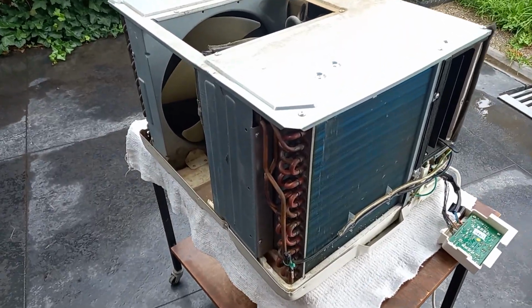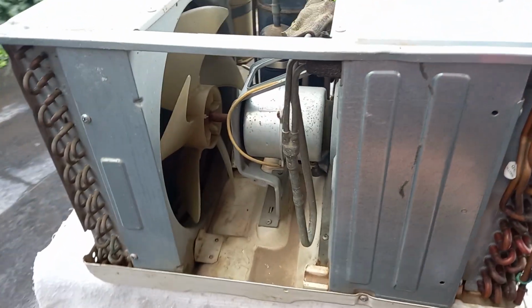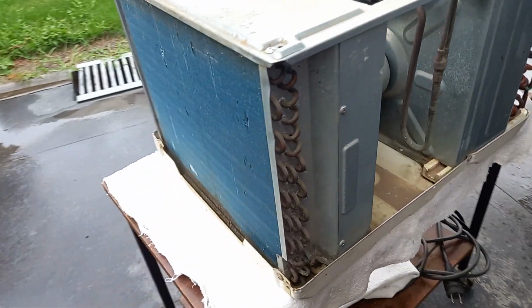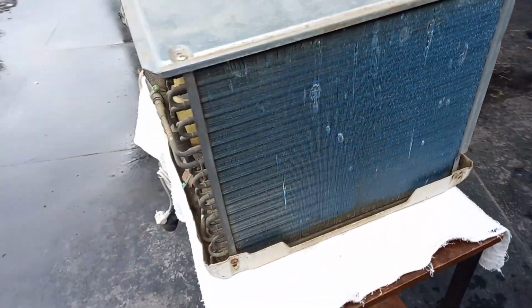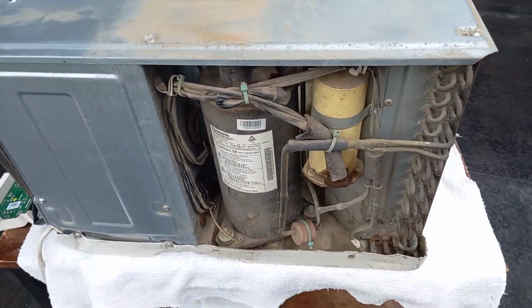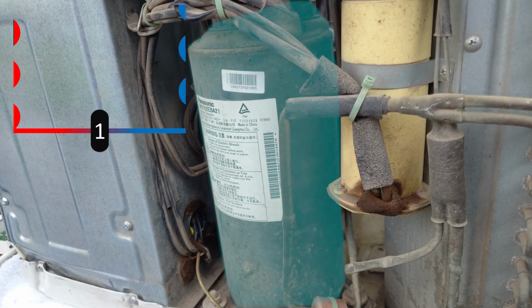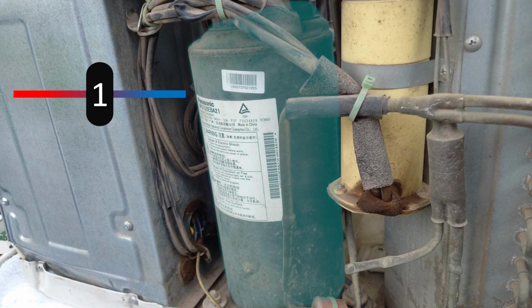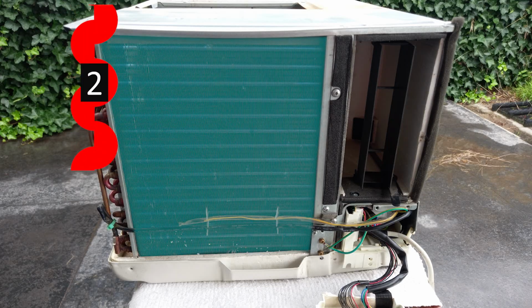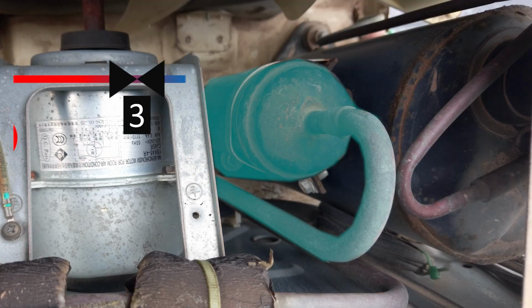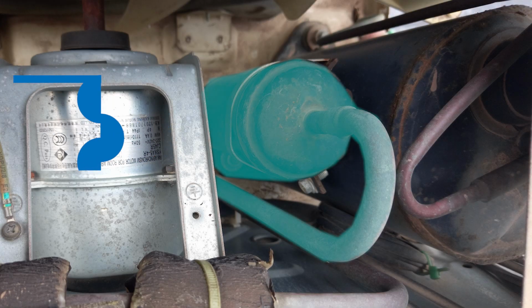Air conditioning units are great for cooling during summer. This one is installed partially inside and partially outside of your house. An AC unit has 4 main components: a compressor, an evaporator, an expansion valve, and a condenser.